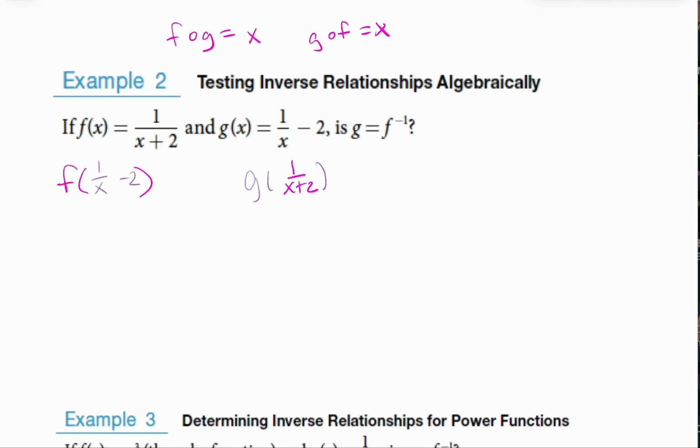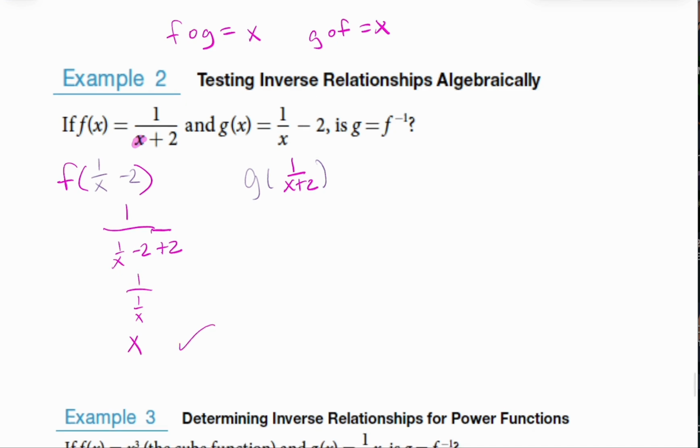So in our first one, we are going to input into f the g function. It's going to go right there. So we're going to get 1 over x minus 2 plus 2. The positive 2 and the negative 2 cancel, so we get 1 over 1 over x, which is just x. So our first direction worked. If I composed and put g into f, I got x. Now let's go the opposite way.